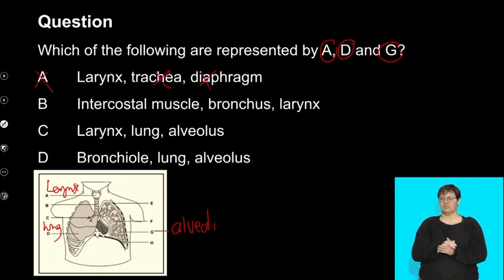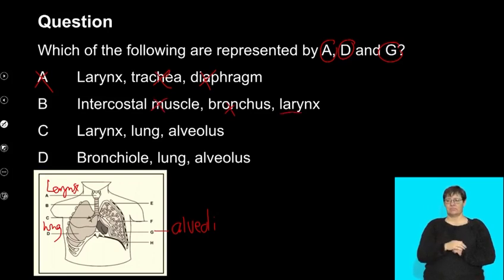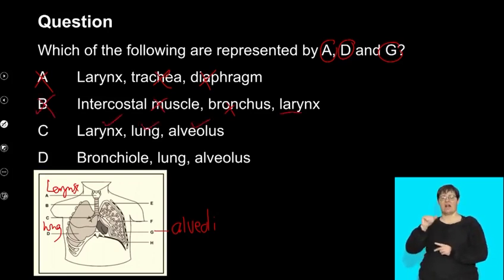No, it's not number A. Number B, I've got intercostal muscles. No, bronchus. No, I've only got larynx, one right there. Okay, so I've got a larynx. Yes, I've got a lung, and I've got an alveoli.